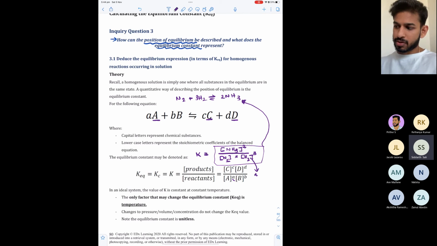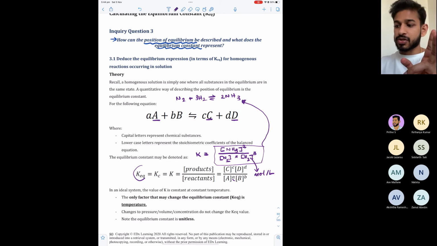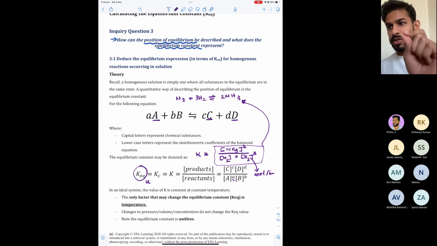Moles per liter. Good. Moles per liter. Now, I just want to preface 2 additional things. K is unitless. If you get an answer for K, you're only going to write units, or you don't have to write anything for that matter.